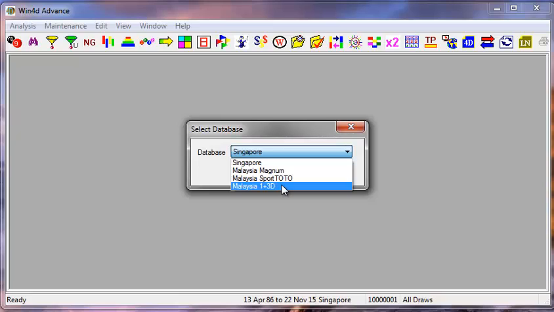Okay, now before we start, do understand that if you were to click this function called change database options, as you can see here, down here we have this thing called the Singapore data. We do have Magnum, Sports Toto, 1+3. In other words, Win4D Advanced has got all these 4 data in the software. Now for today, I will discuss Singapore followed by Magnum.